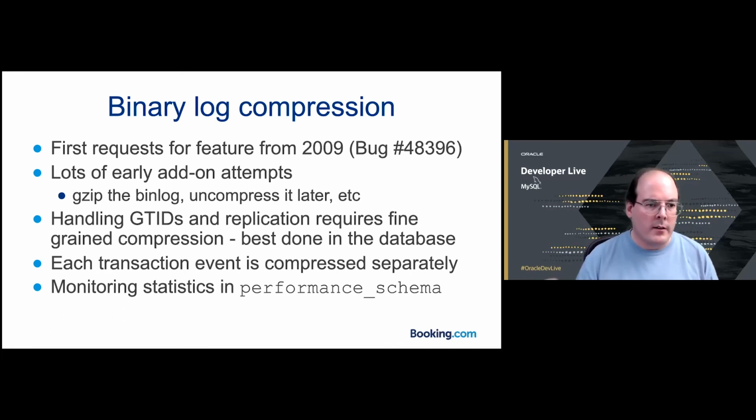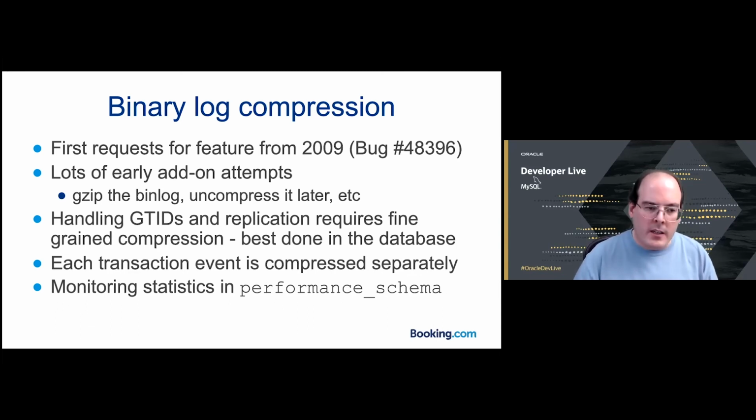These are all kind of non-production-level hacks. So handling transactions and handling replication requires fine-grained compression. It's really best done in the database. And if you want to be able to start replication and go back and pick a transaction out because you're catching up in replication, then each event has to be compressed separately. So this is really only possible in the database. So it's good that Oracle has implemented this in the database.